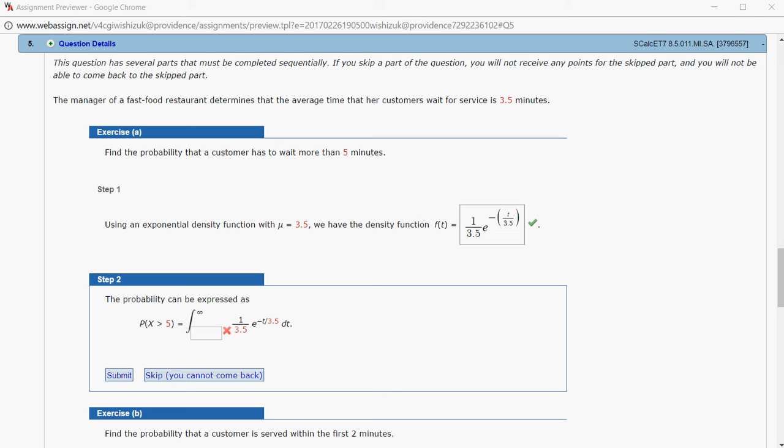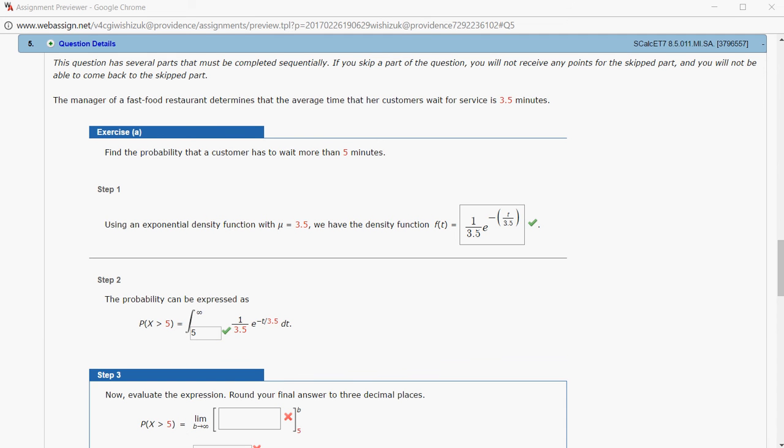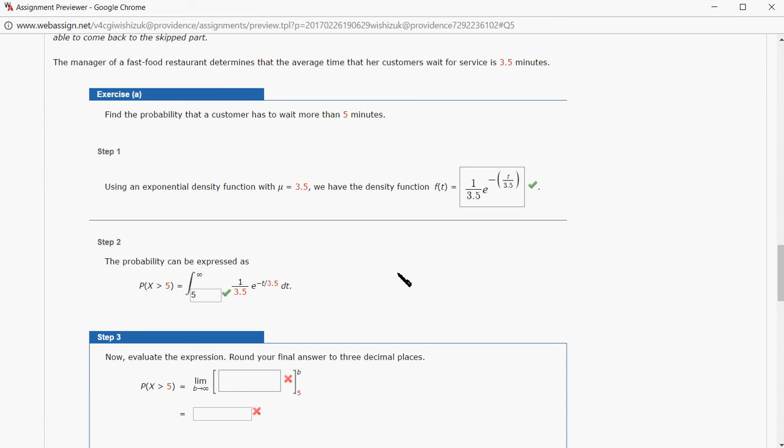And step 2, the probability that the customer has to wait more than 5 minutes. So you're going to integrate from 5 to infinity, right? Let's submit. It came back and we did step 2 correctly.